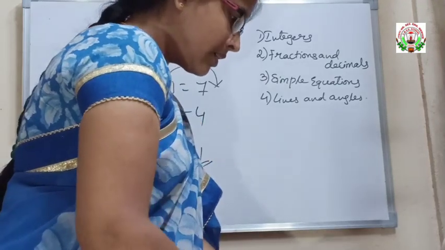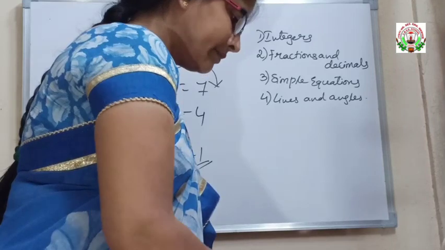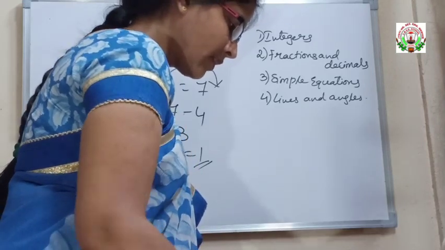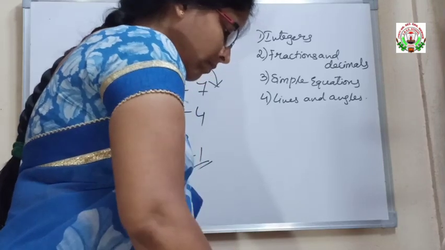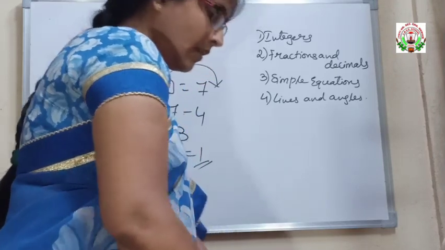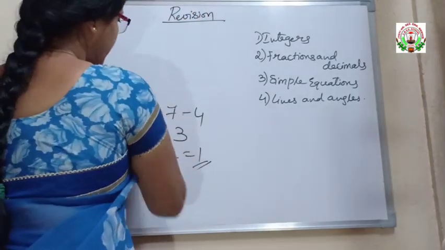Let me see whether anything is left in simple equations. That much only. Next chapter is lines and angles.